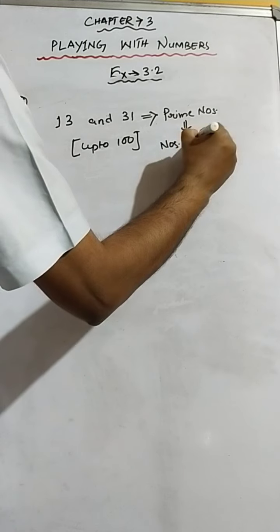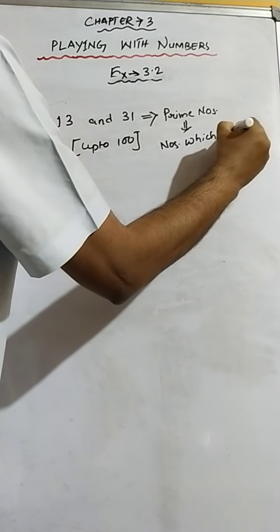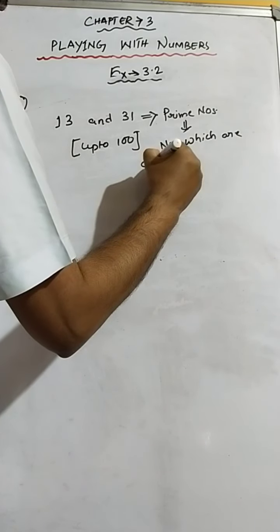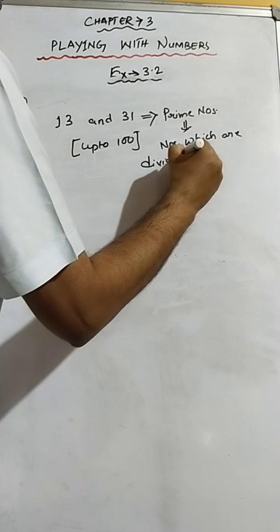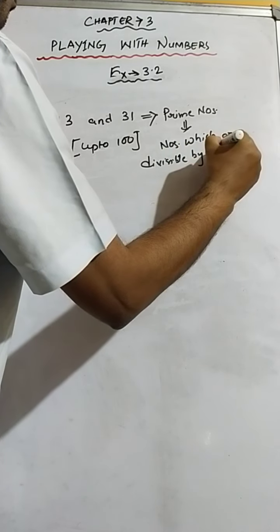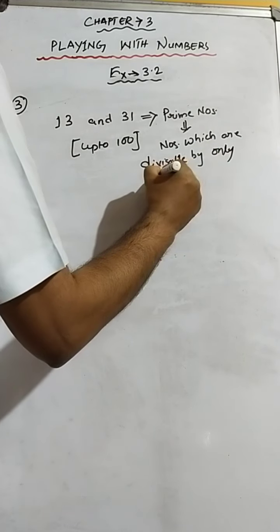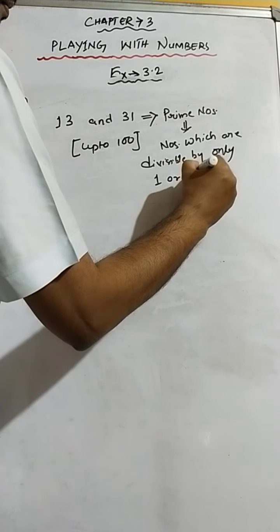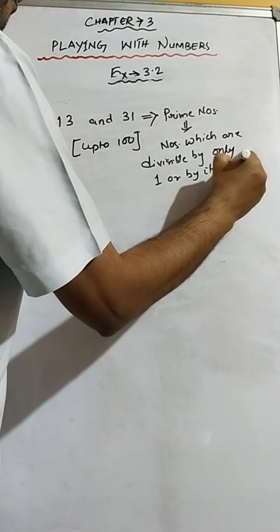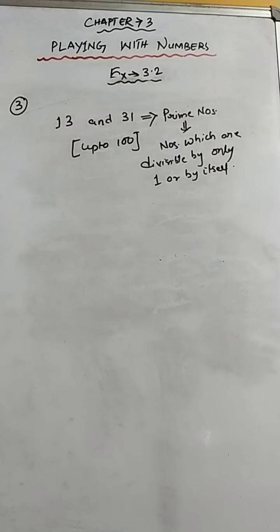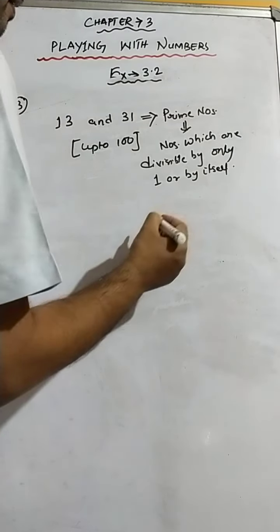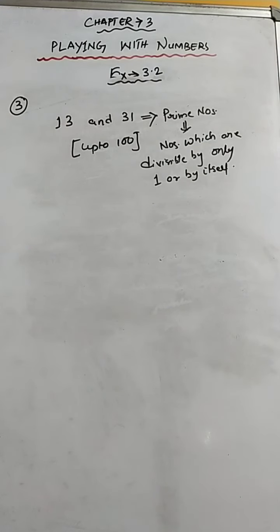Numbers which are divisible by only, the word only I have written, by only 1 or by itself. Okay, there is another definition of prime numbers, as we have already done factors. Okay, you will keep this part.